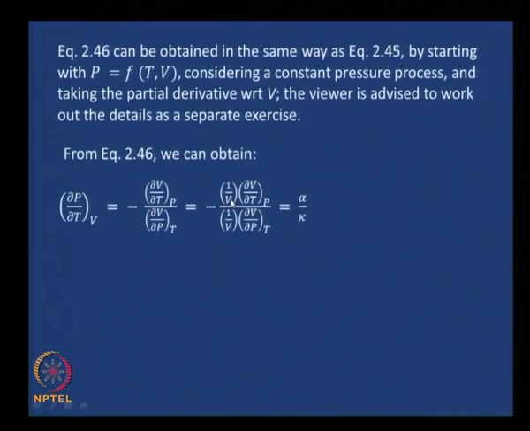This, if you divide above and below by V, you have minus (1/V)(∂V/∂T) at constant P divided by (1/V)(∂V/∂P) at constant T. You can recognize by now that the numerator is nothing but the definition of the expansivity alpha, and the denominator is nothing but the isothermal compressibility kappa, the variation of volume with pressure when the temperature remains constant, that is kappa.